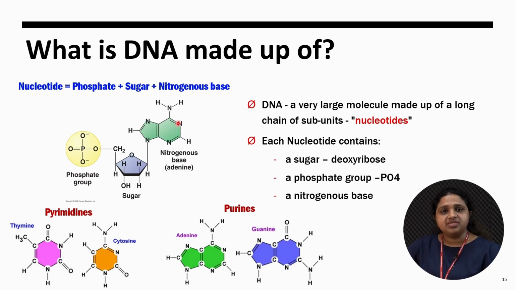The nitrogenous bases are of two types, pyrimidines and purines. The pyrimidines include thymine and cytosine, and purines include adenine and guanine. You can see the difference between these two structures. Purines are much bigger than pyrimidines. They have two rings compared to the one ring structure of pyrimidines.